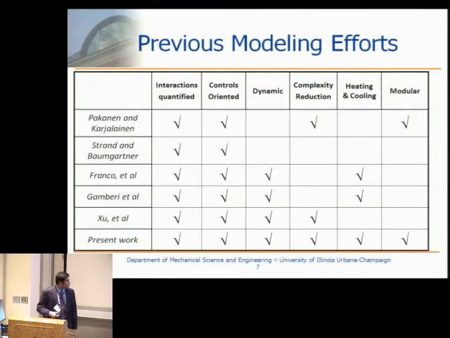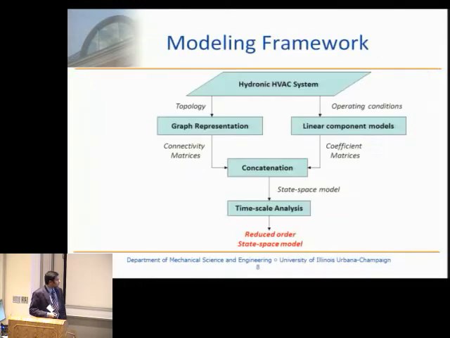So here is a look at how in the past people have looked at modeling of these systems. And on the columns here are the various modeling requirements. And we see that there's no work which addresses all these issues at the same time. And we would like to fill this gap and present a model which achieves all these various objectives. So now I come to the presentation of the modeling framework that we have used. And this flowchart summarizes our approach.